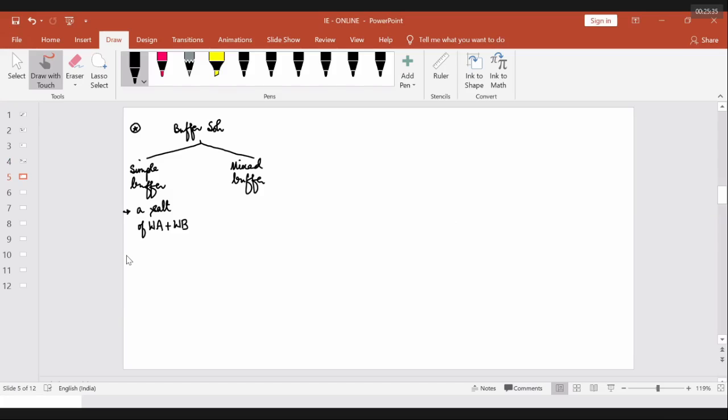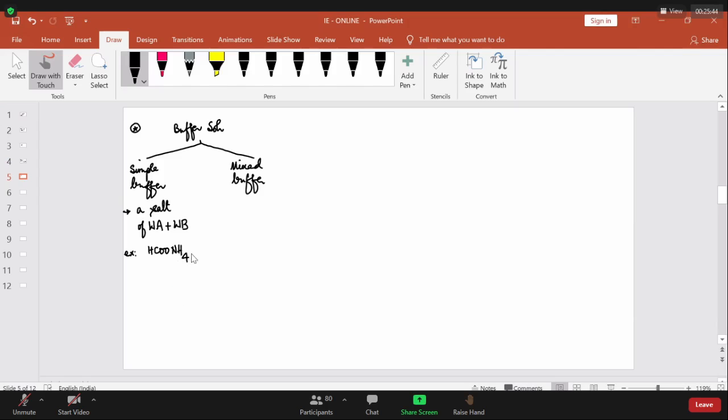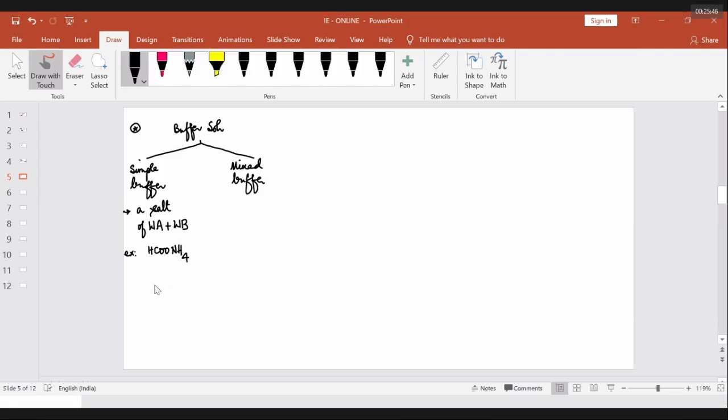For example, let us take a number of examples. HCOONH4, ammonium formate: ammonium hydroxide, weak base; formic acid, weak acid. No, sir, our close friend is acetic acid. We love this fellow, we use this a number of times: ammonium acetate, right? Zinc hydroxide and HCN, hydrogen cyanide. Say, for example, zinc sulfide: H2S, weak acid; zinc hydroxide, weak base. Copper cyanide: copper hydroxide, weak base, and hydrogen cyanide, weak acid. So many examples are there.